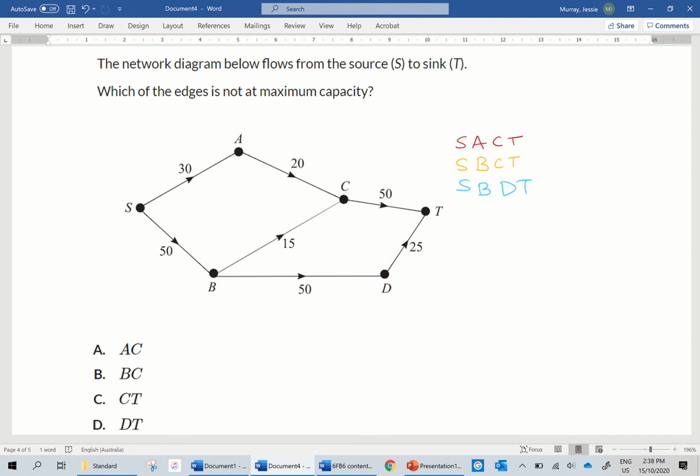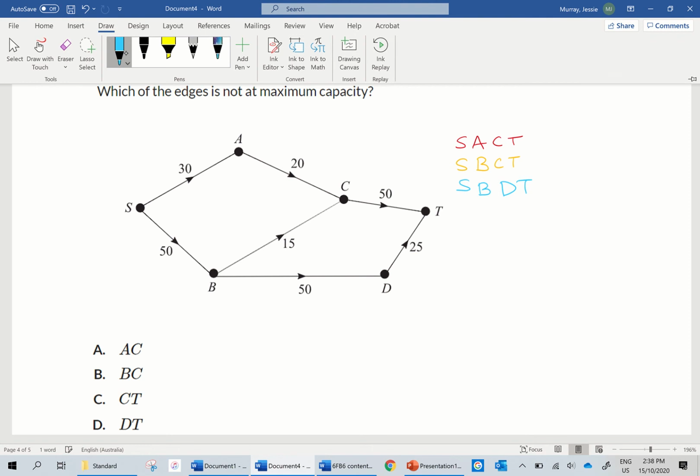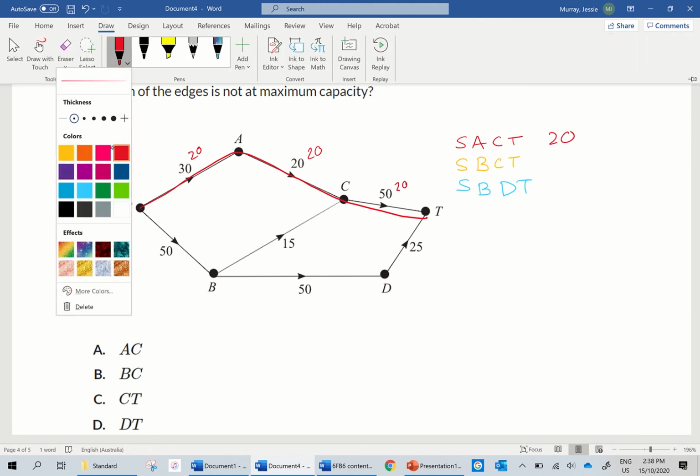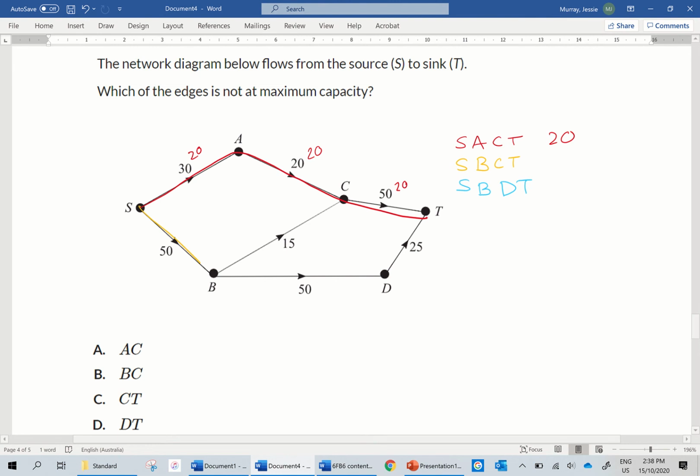So on each one of these now, I'm going to look at what the most amount of flow you could possibly get. So let's look at the water path through S, A, C, T. All right, S, A, C, T. The smallest pipe is 20, which means the most water could pass through any of those pipes on that path is 20. Now we do the same thing with my orange sequence. S, B, C, T. This one, my smallest pipe is 15. So 15 is my most amount of water to pass through those.